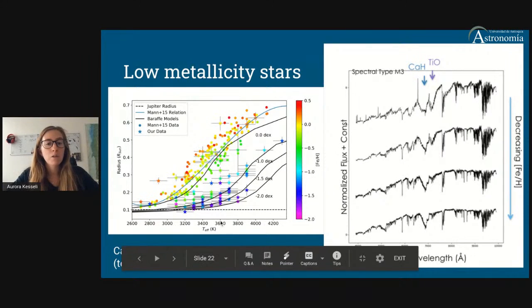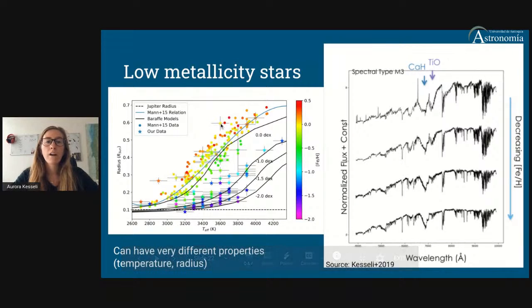So for example, this star down here has a metallicity of -1.75, and it has a radius of about 0.1 times the radius of the sun and an effective temperature of 3,600. Whereas a solar metallicity star has the same effective temperature, a metallicity of about that of the sun, but a radius of 0.6 times the radius of the sun. So that's a really big difference.